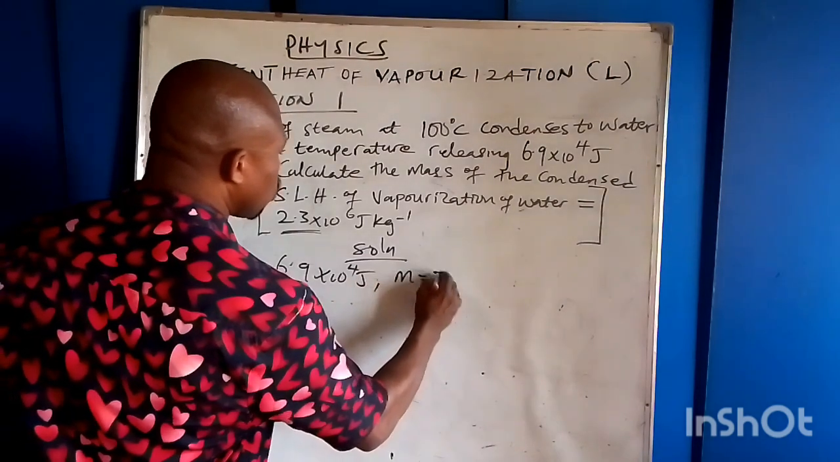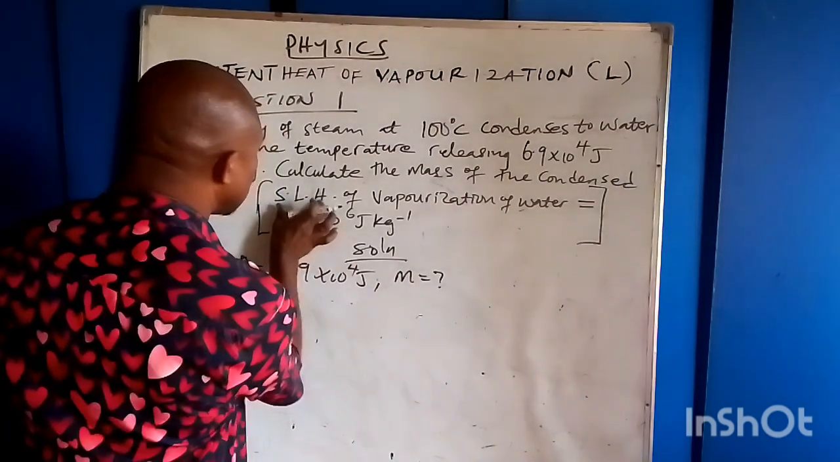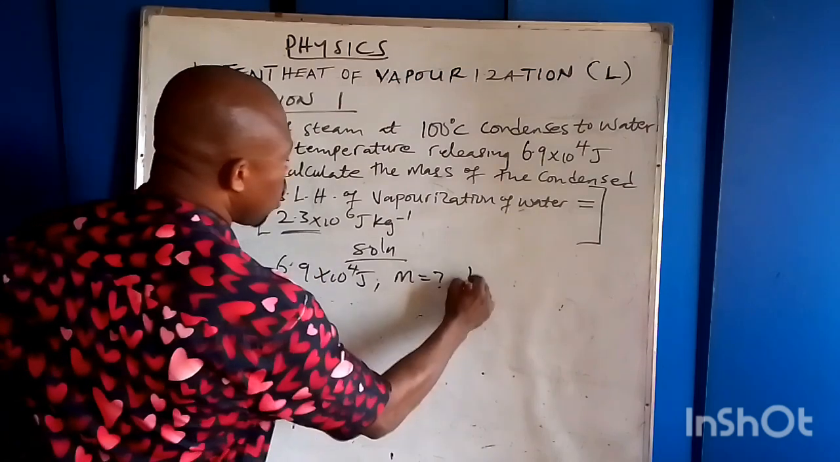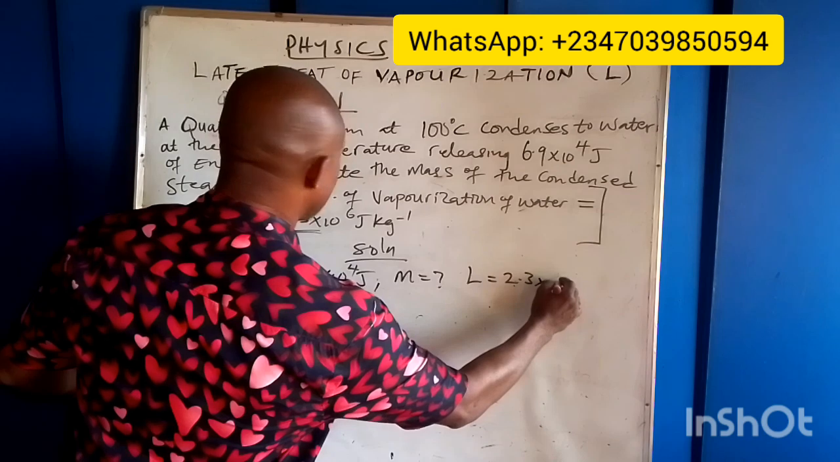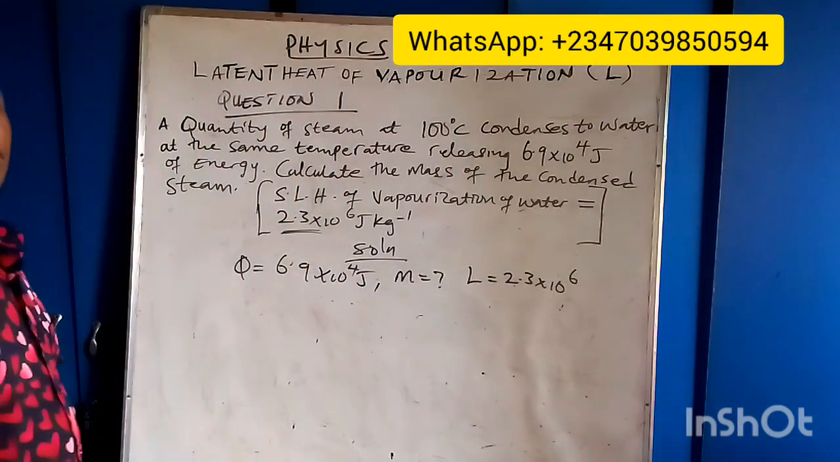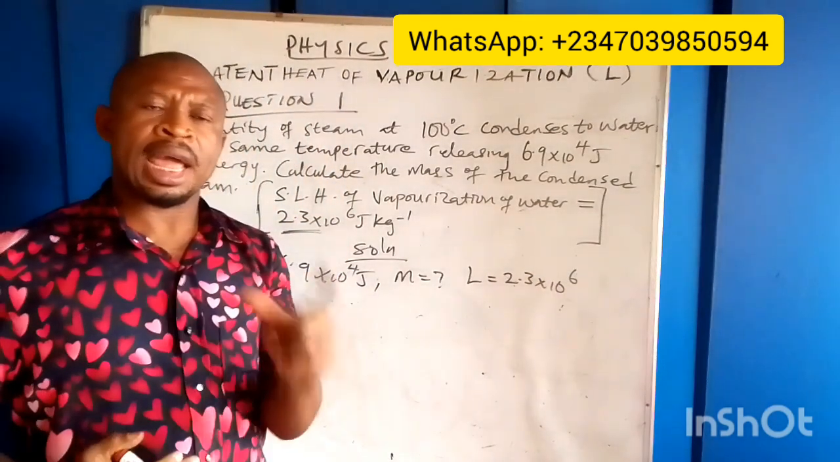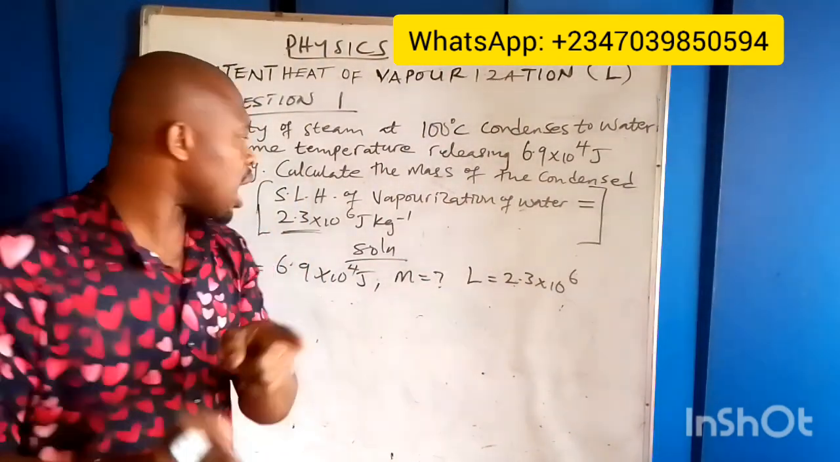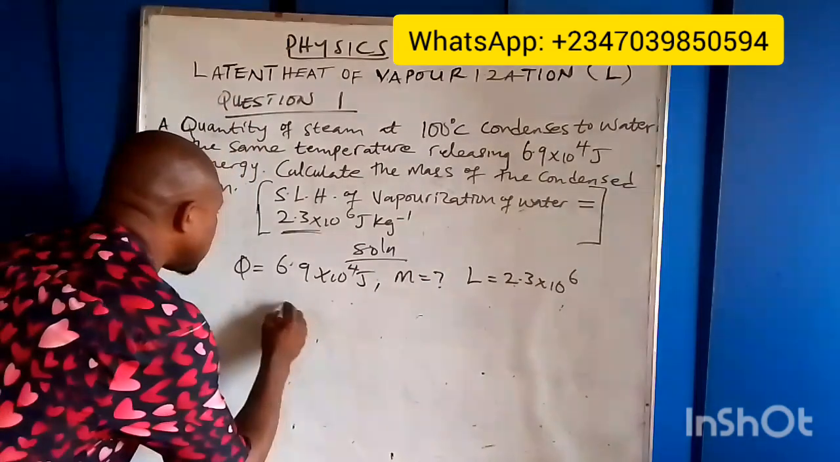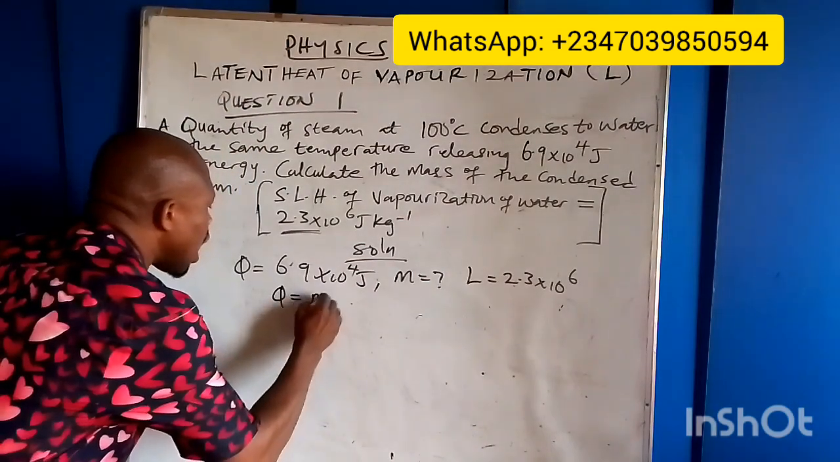Now, M is what we are looking for. Already we have L, which is 2.3 times 10 raised to the power 6. Now we employ our first formula. The only formula that will help us solve this problem is the one that says Q = mL.